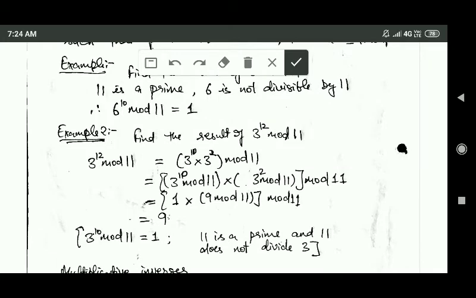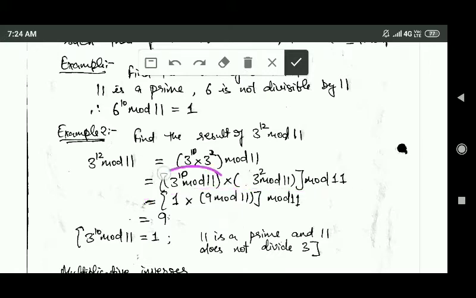Now see another example. Suppose we have to find the result of 3 raised to power 12 mod 11. So 3 raised to power 12 mod 11 can be written as 3 raised to power 10 into 3 raised to power 2 mod 11, and according to modular arithmetic it will be equal to (3 raised to power 10 mod 11 into 3 raised to power 2 mod 11) mod 11.